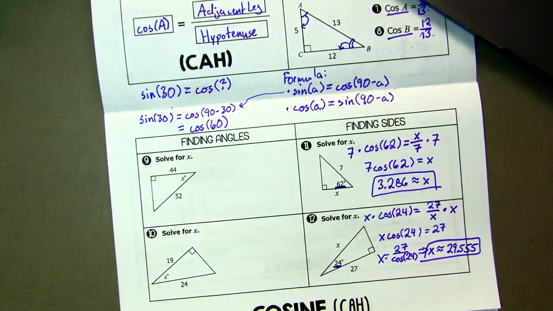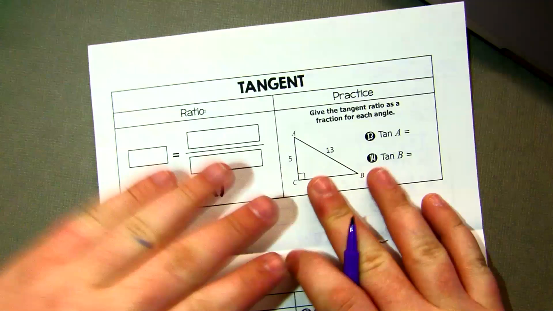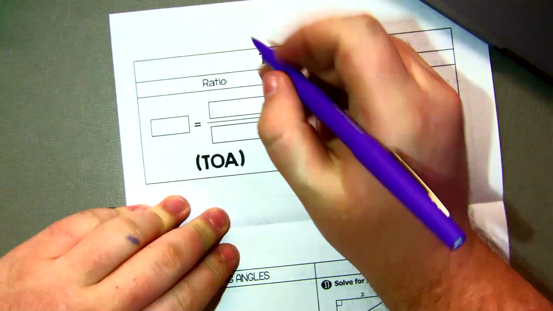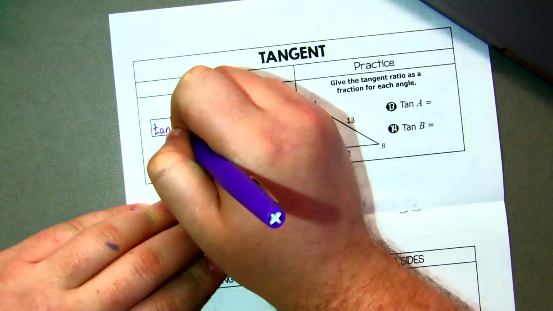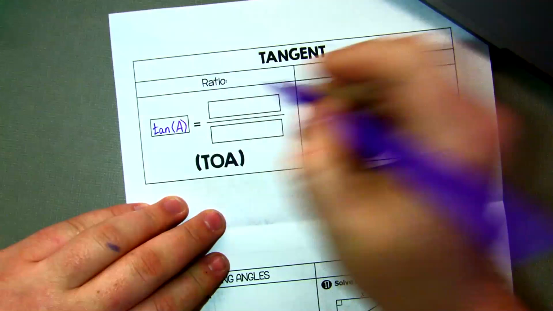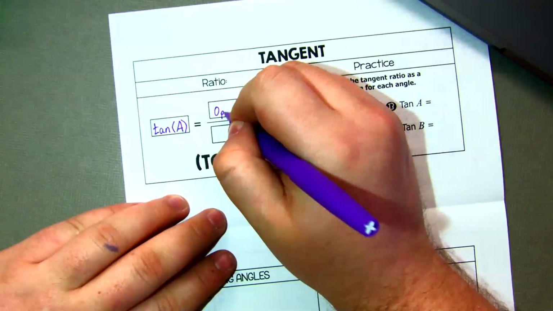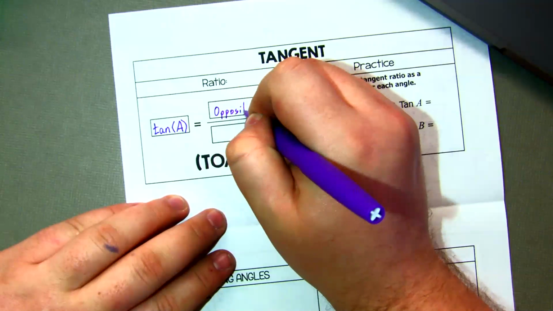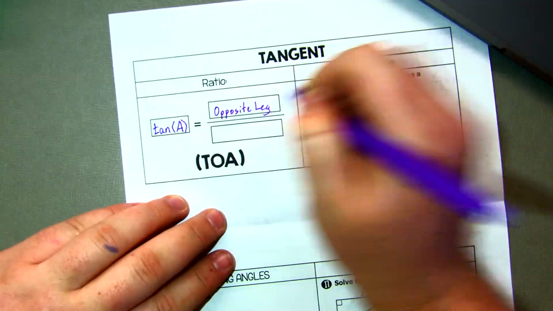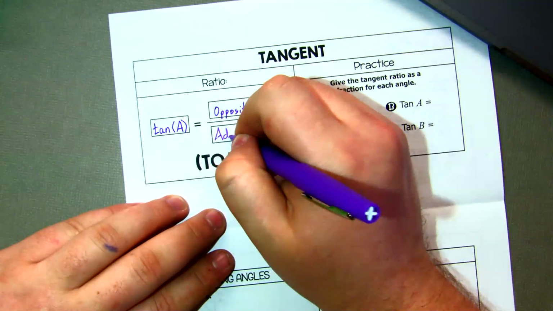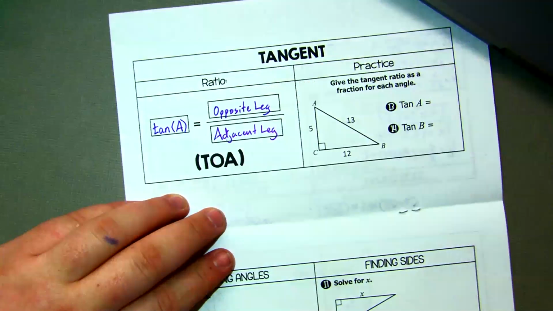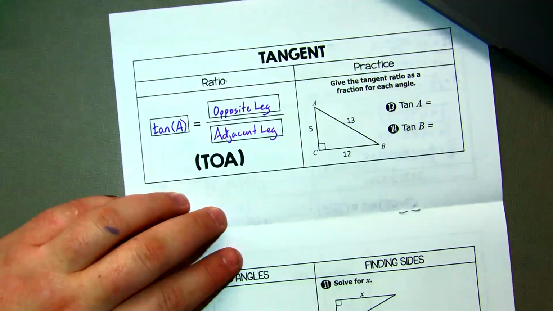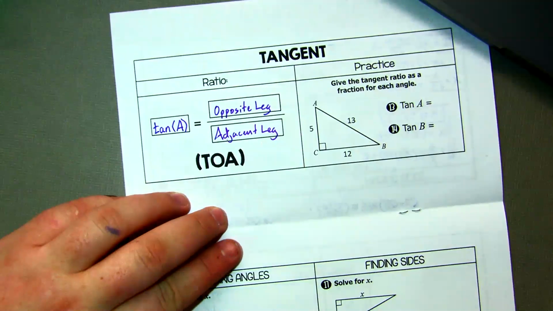Our last one is the tangent ratio. Tangent is abbreviated T-A-N. We say the tangent of A is equal to the opposite leg over the adjacent leg. Pause the video and take a couple seconds to work on 13 and 14 on your own.